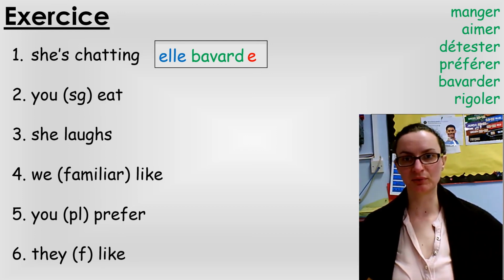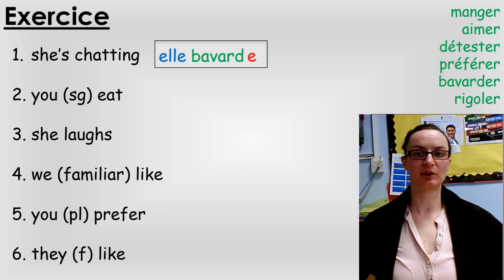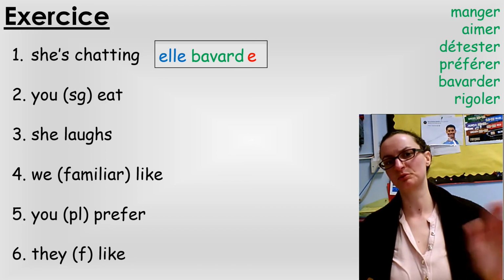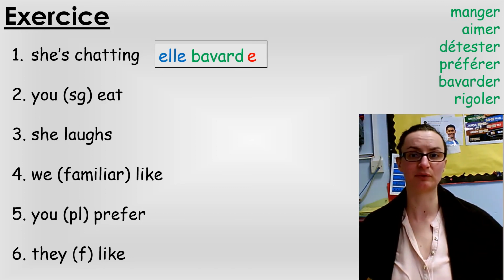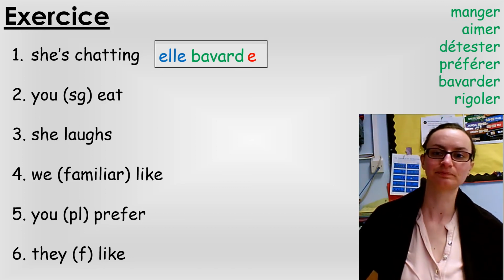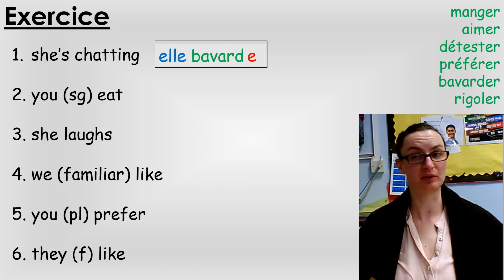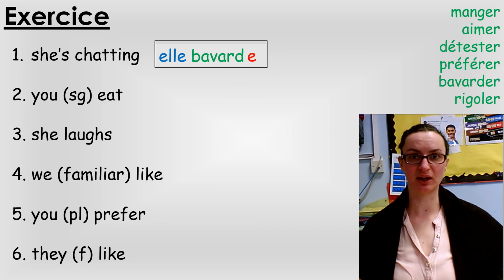So for number 2, you want the singular form of you. For number 4, I want the familiar form of we. So in the grid, you had nous, but that's formal and posh. We rarely use that in French, so I want you to use on instead. And then we've got you, plural, for number 5, and they, feminine, for number 6. So press pause, have a go, and then here come the answers.